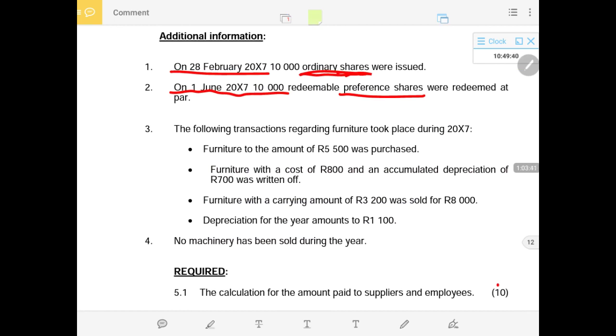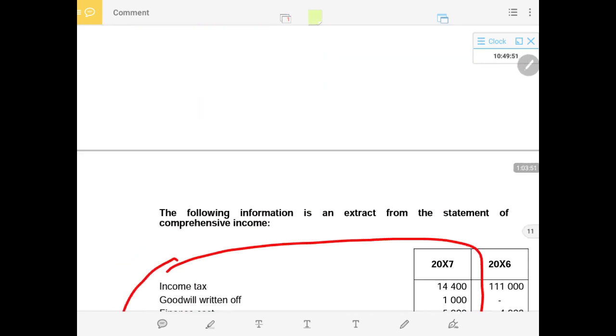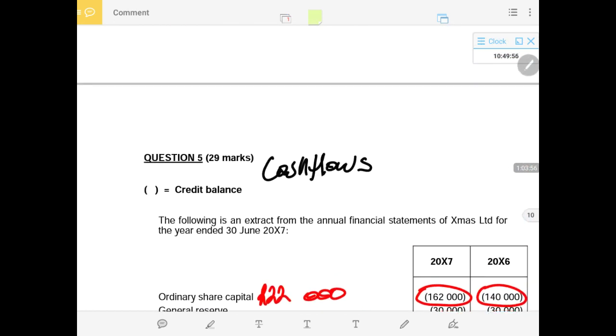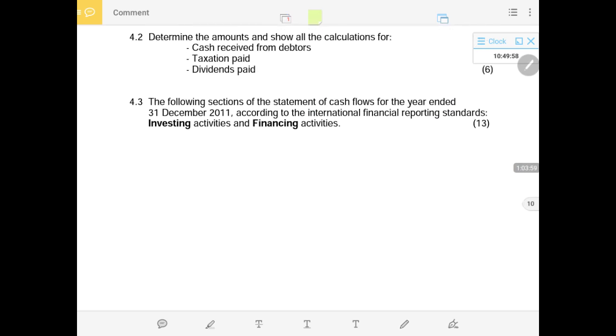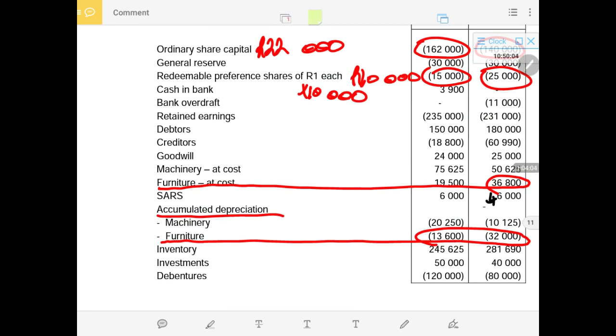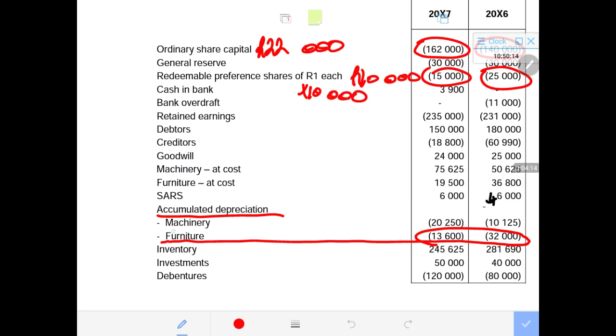Now let us go there now in our statement of financial position, and we look for all other items now that must be taken into account. We need to look at all items that must be taken into account. We look at the depreciation. There is another depreciation that must be accounted for, because the one that we have is only the one for the furniture. We also do have accumulated depreciation for machinery.